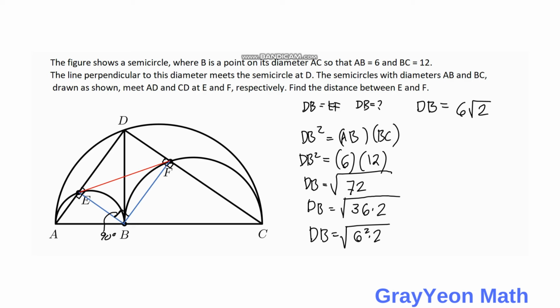And since EF is equal to DB, then EF is equal to 6 square root of 2 units. And that is our answer.